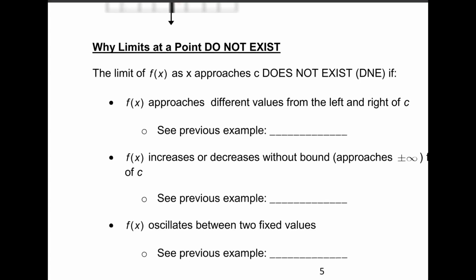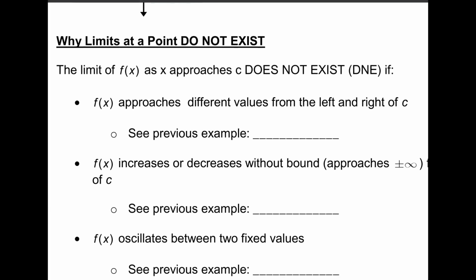All right. Why do limits at a point not exist? The limit of a function as x approaches a number does not exist if f of x approaches different values from the left and right. So which examples would this correspond to? Which examples were we approaching different values from the left and right? C and D. Exactly. So this is kind of like a little cheat sheet that helps you when you're going through your homework: okay, wait, does this remind me of something we did before? It proves to you when limits do not exist.